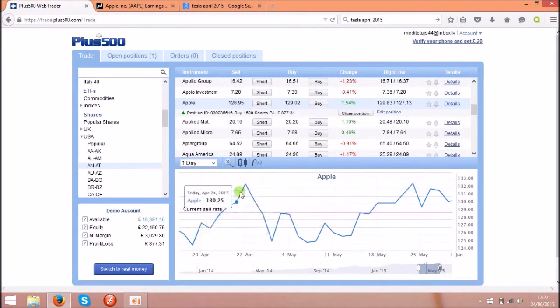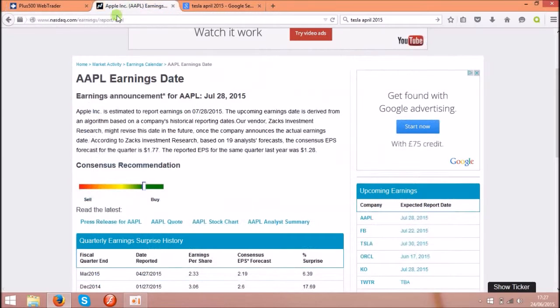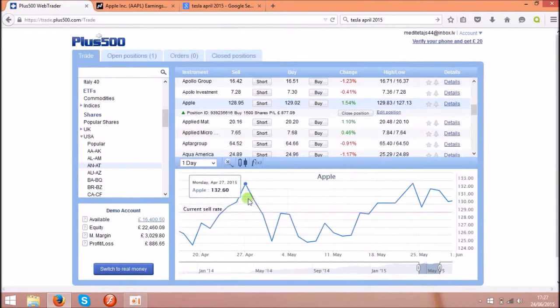So let's go back and you see the huge mountain over here. The peak is on 27th of April, as you see, Monday 27th of April 2015. So I just checked what happened on this day, why the price went up and then went down. If you check on Nasdaq.com, you see this date over here. That's the quarterly report of the profits of Apple.